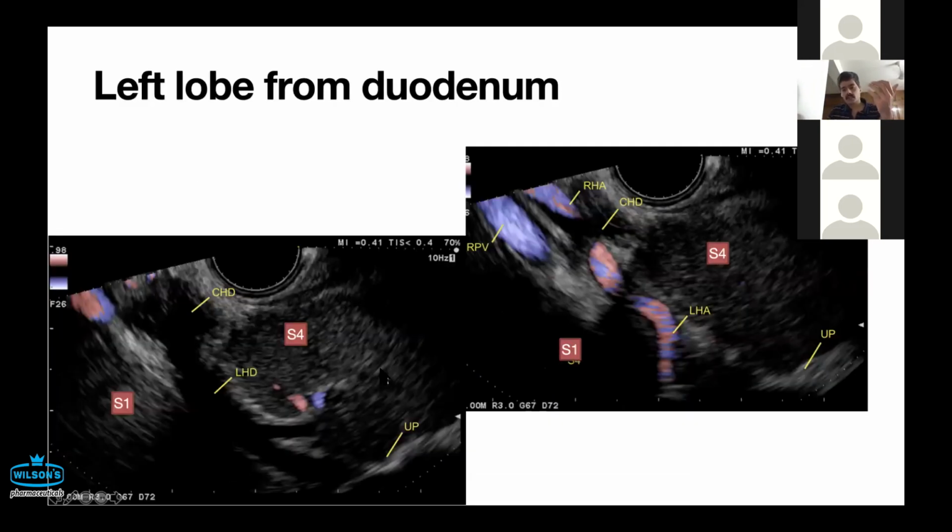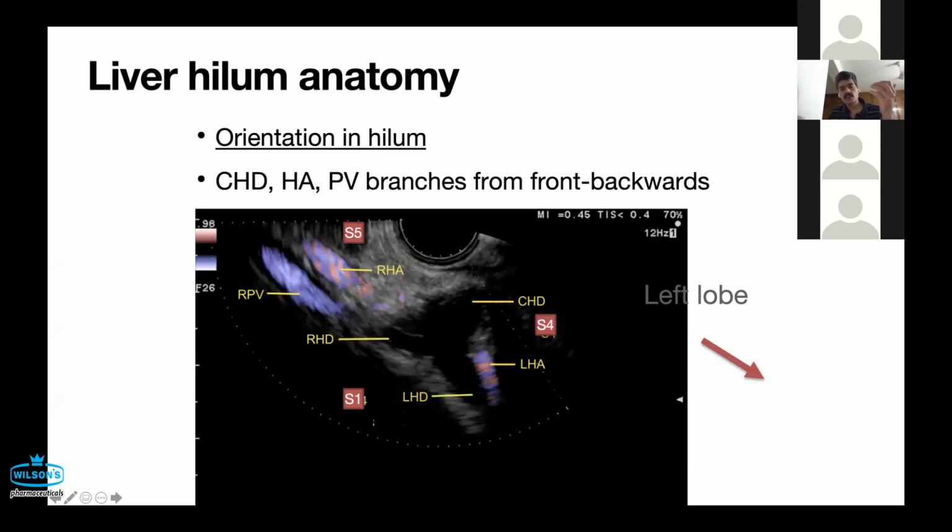The liver segment which is behind the hilum, as we have studied, is segment 1. What is on the left side is segment 4, and what is on the right side is segment 5. So segment 5 is in front of the right hepatic artery. Segment 4 is in front of the left hepatic artery.